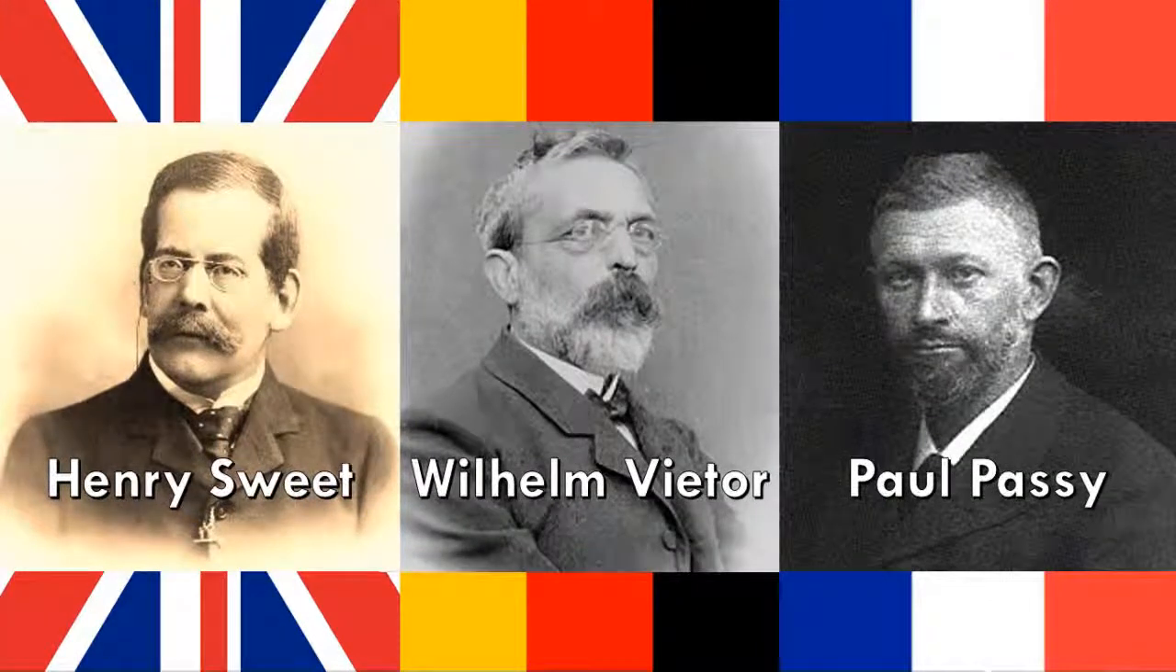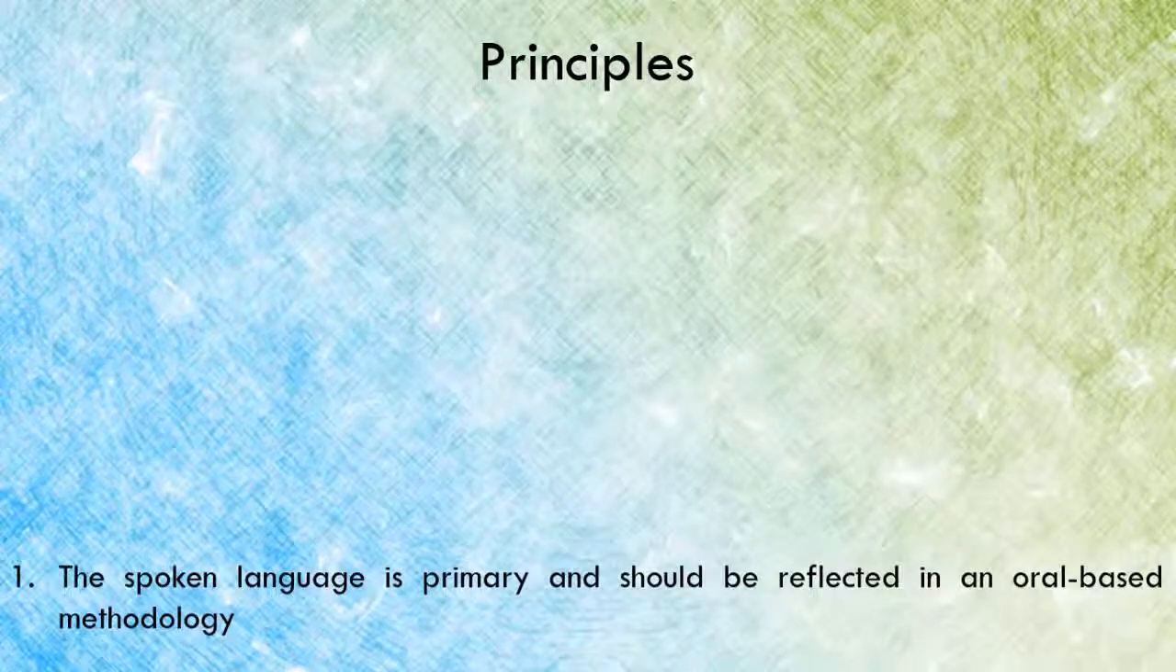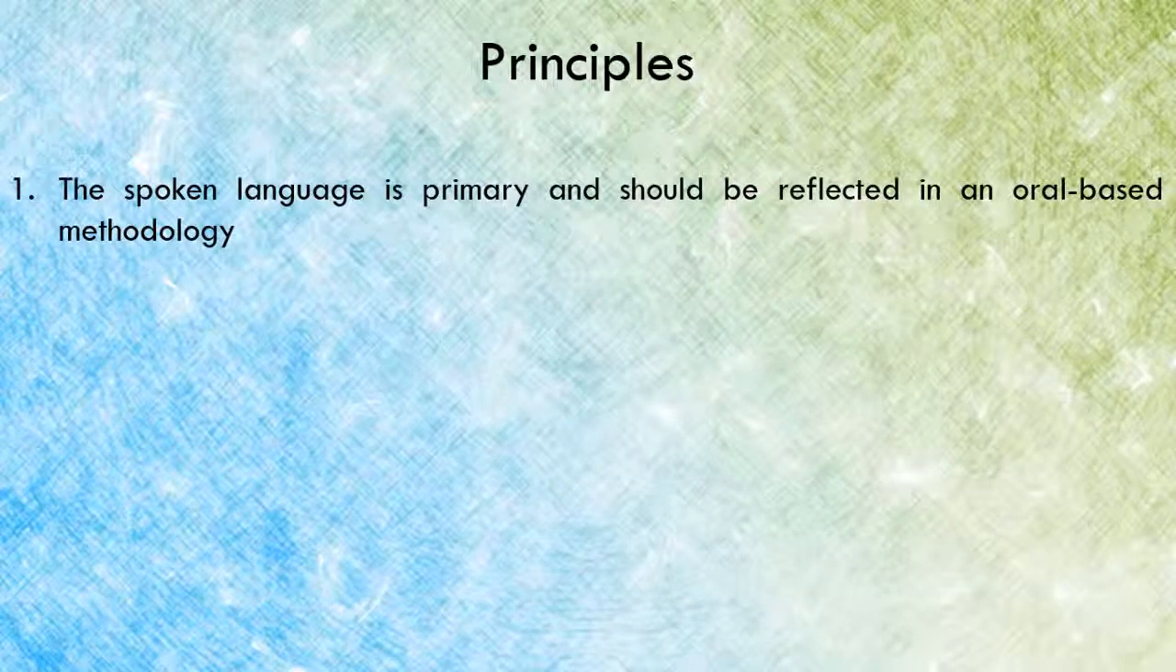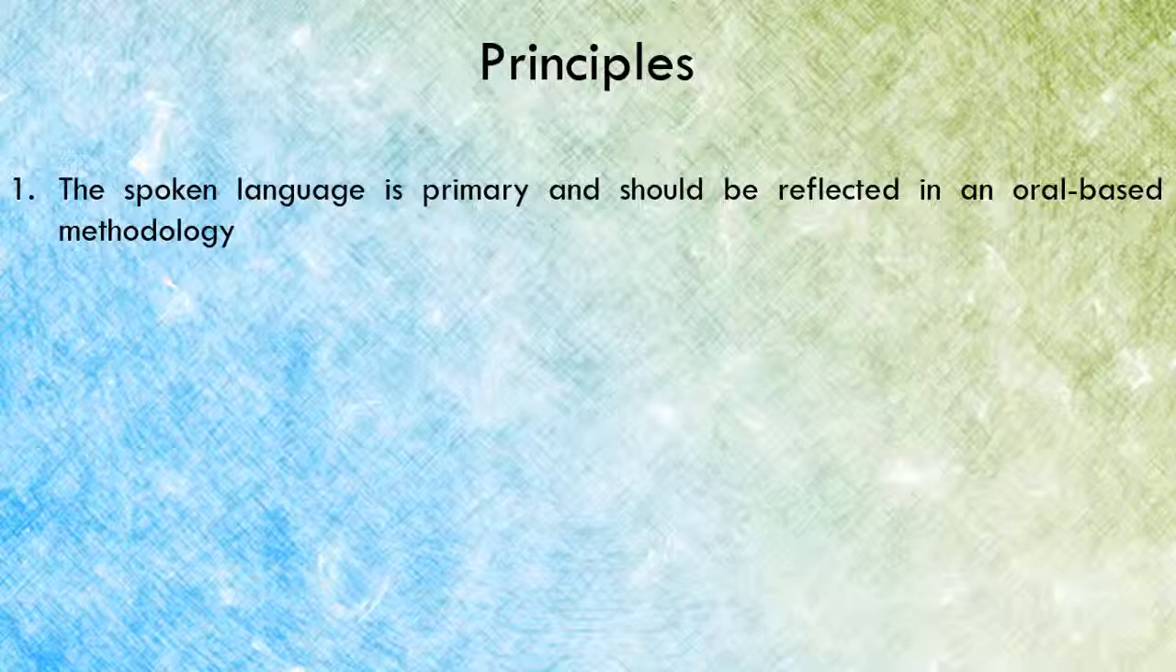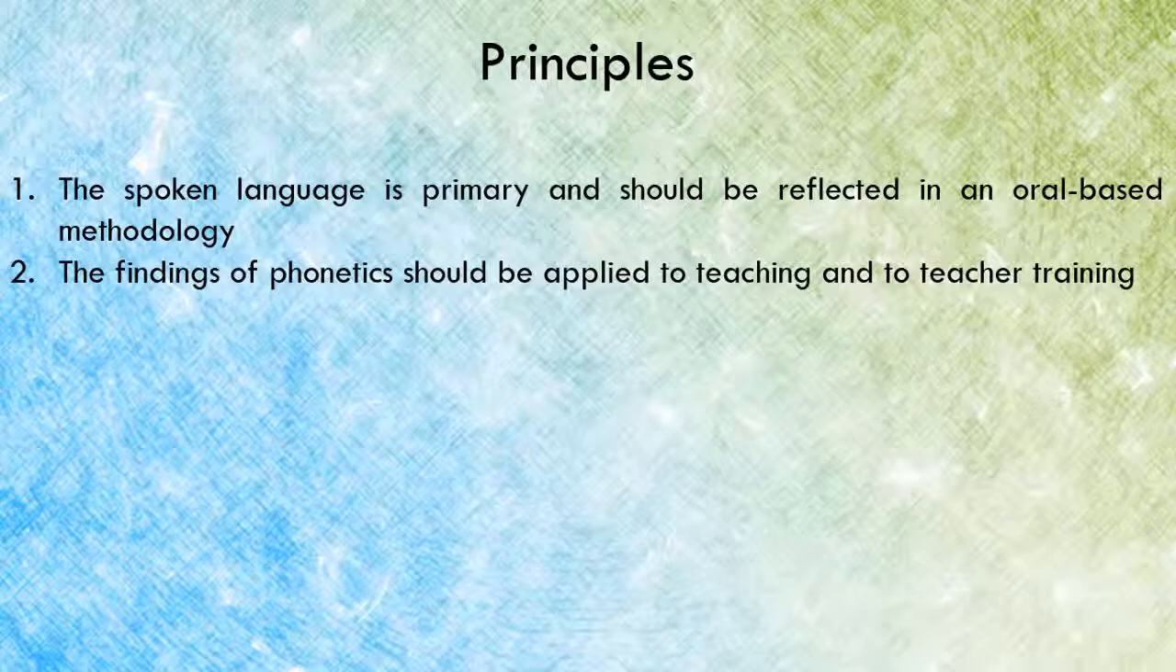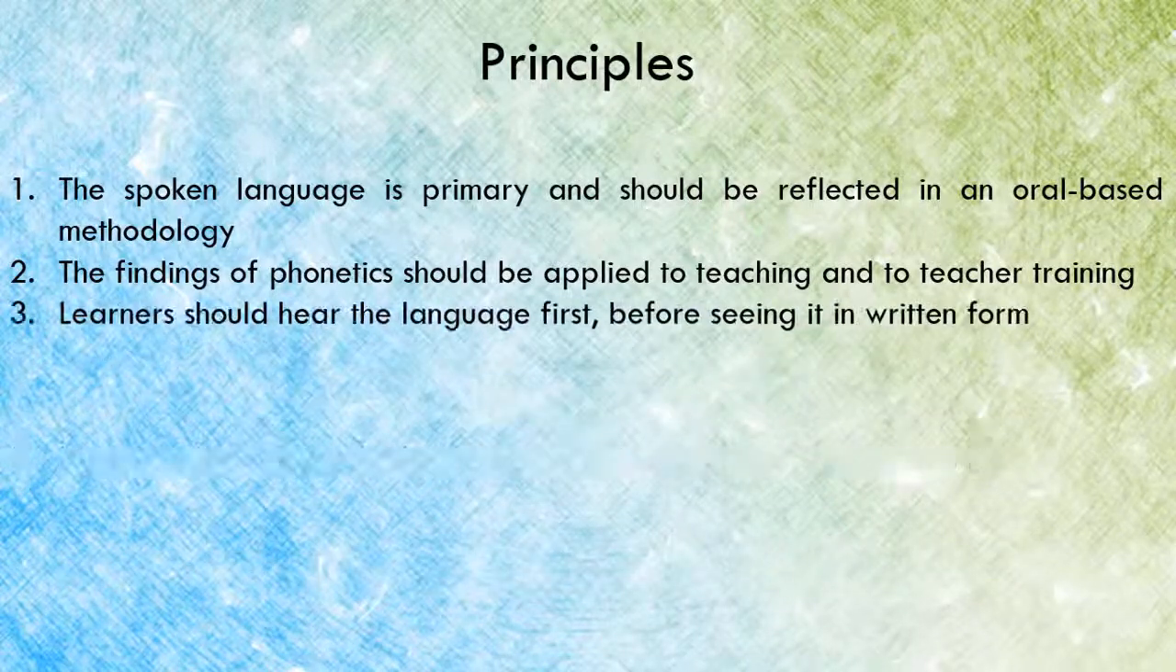Sweet, Vietor, Passy, and other reformers in the late 19th century shared many beliefs about the principles on which a new approach to teaching foreign language should be based. In general, the reformers believed that: 1. The spoken language is primary and should be reflected in an oral-based methodology. 2. The findings of phonetics should be applied to teaching and to teacher training.